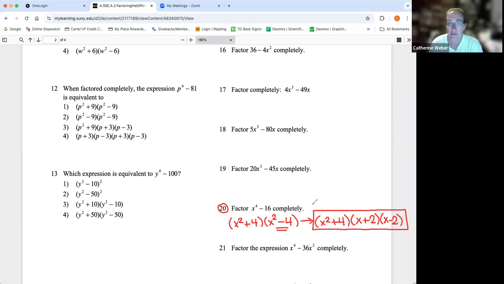But there we have a quick review of factoring and all the different types of factoring that you would need to know for the exam. And that's the end of this little mini lesson.